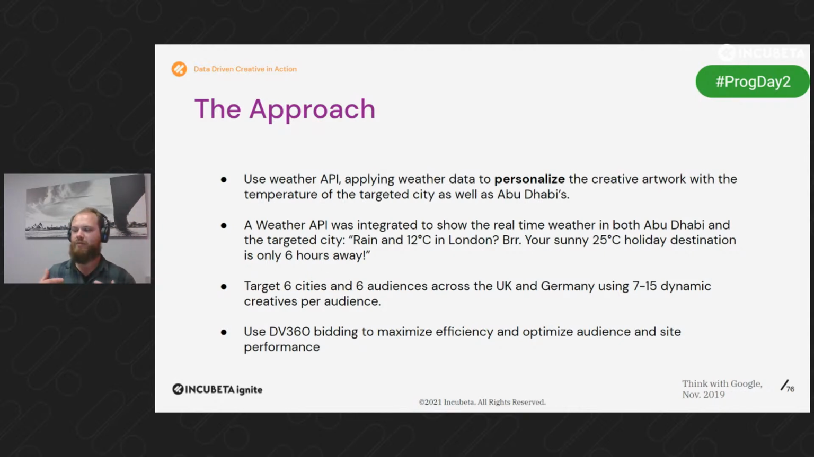So looking at people who are in the UK or in Germany, potentially being in cold and rainy weather, and then offering them a 25-degree holiday destination just 6 hours away. So that really worked on a number of levels because it had creative that stood out from the rest of the noise, and it also had a high level of personalization. That's looking at your specific location, and it could actually be the point where you look out the window, you're like, wow, it is rainy and 12 degrees. You know, and that kind of connection really drives a higher engagement rate.